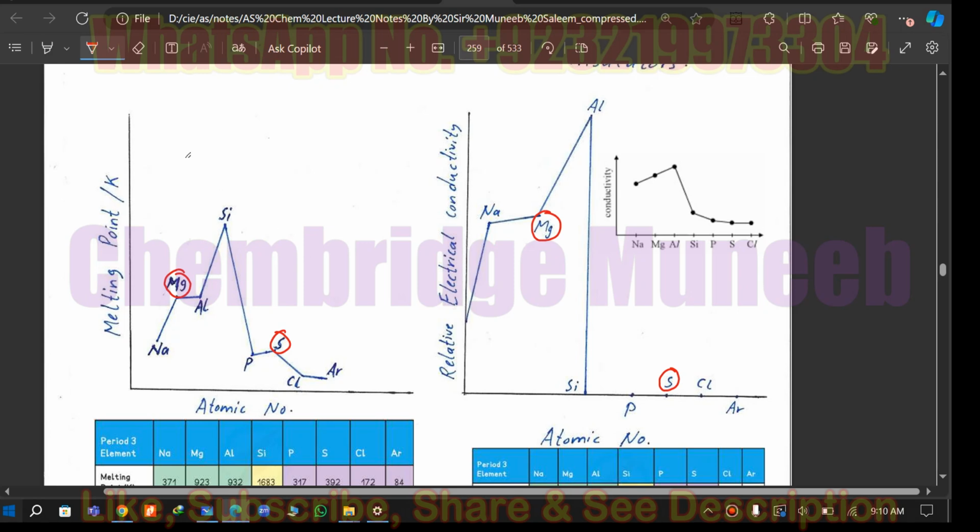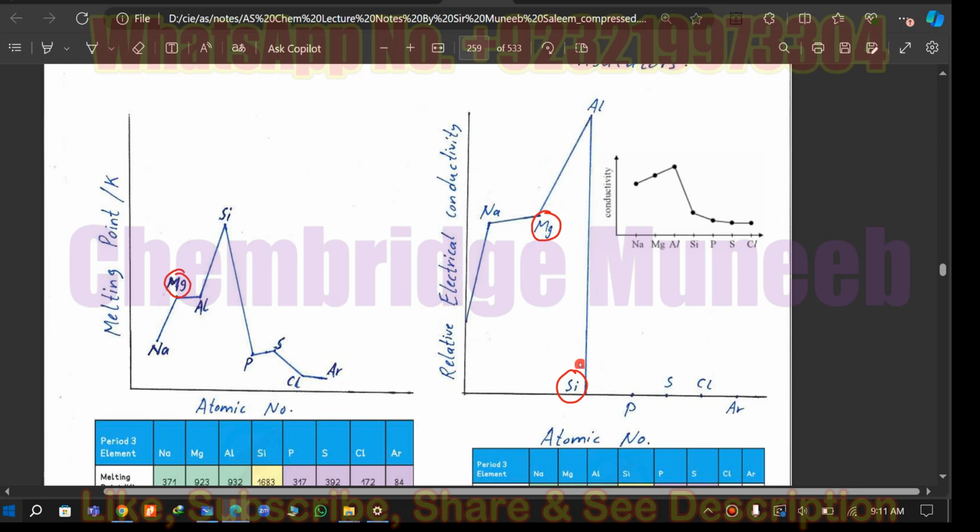So let's get back to the charts here. Magnesium versus silicon. In this case, magnesium has definitely a higher electrical conductivity than silicon.